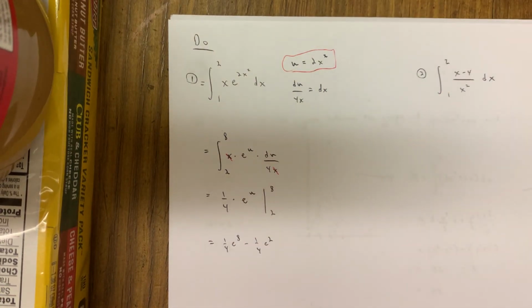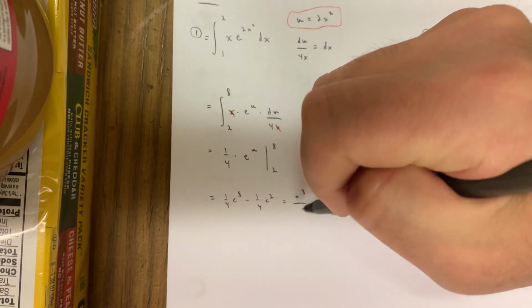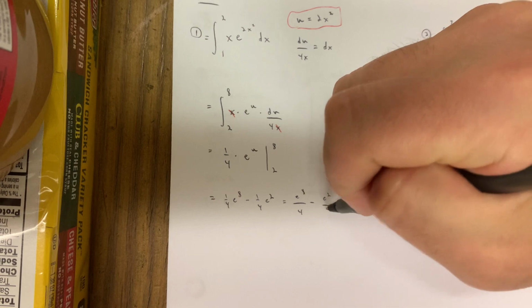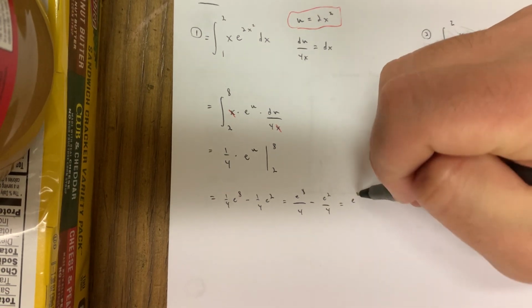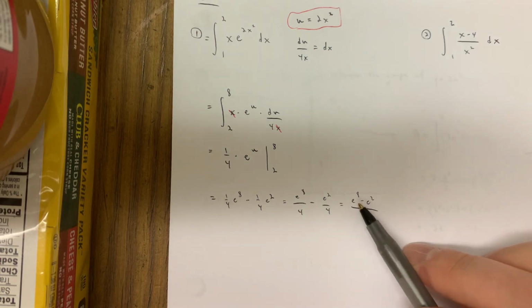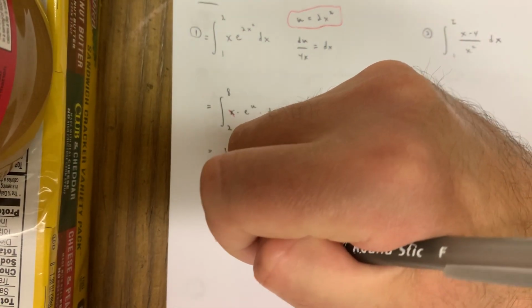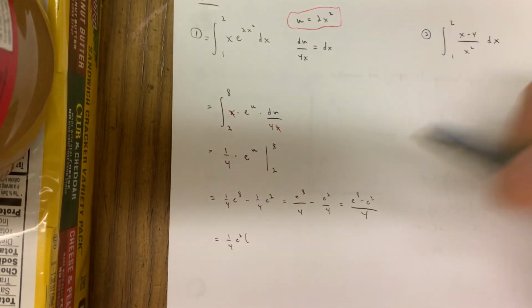Kind of nasty too. I mean, it's not a horrible way to leave the answer. Some people might say this is the same as e to the 8th over 4 minus e squared over 4. Which means what? E to the 8th minus e squared quantity over 4. It's not the worst thing in the world, okay? They might factor an e squared out of the top. In fact, right here, you could factor out a 1/4 e squared. Then things get really cool, okay?